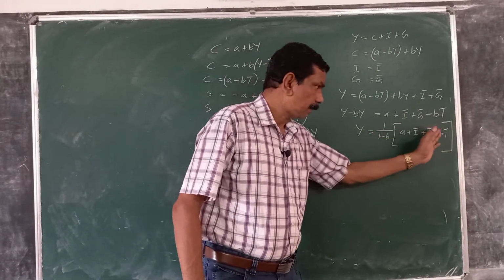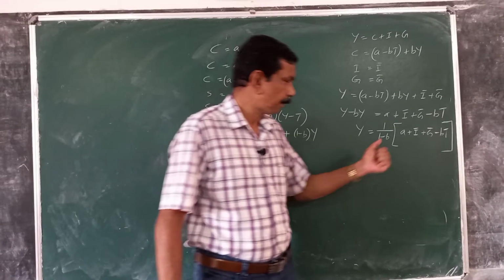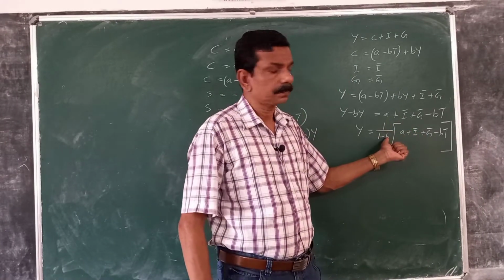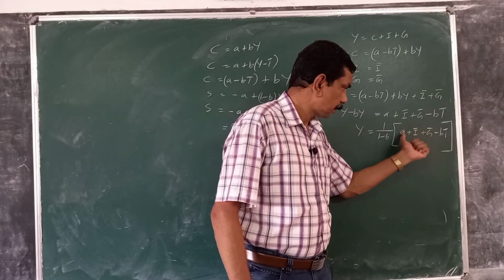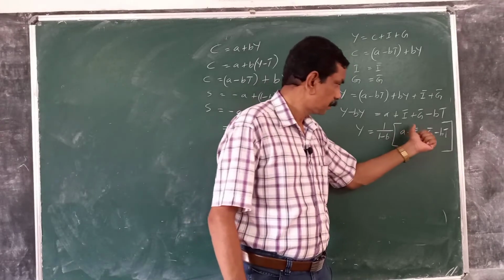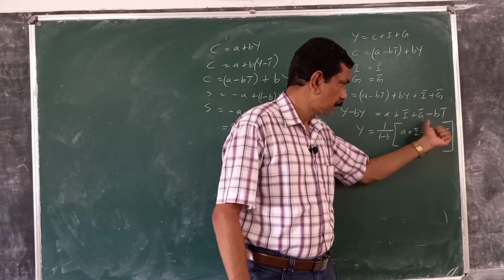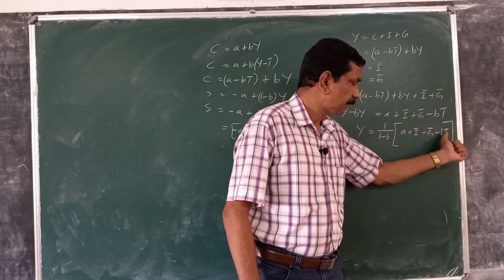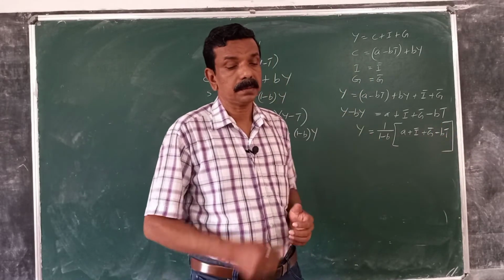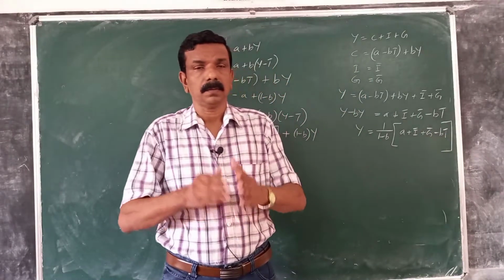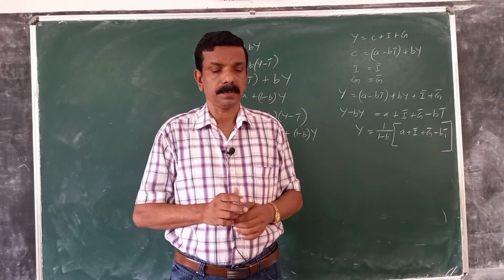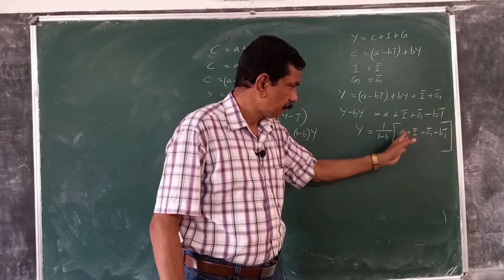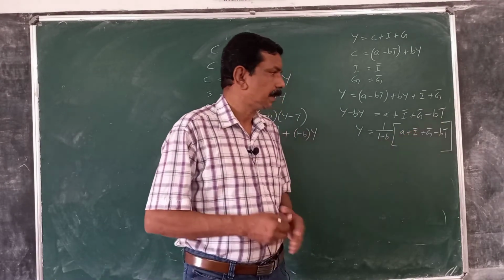So the equilibrium level of income now depends on the marginal propensity to consume, autonomous consumption expenditure, autonomous investment, autonomous government expenditure, and autonomous amount of taxes. All are exogenous variables. So Y is equal to 1 by 1 minus B into A plus I bar plus G bar minus BT.